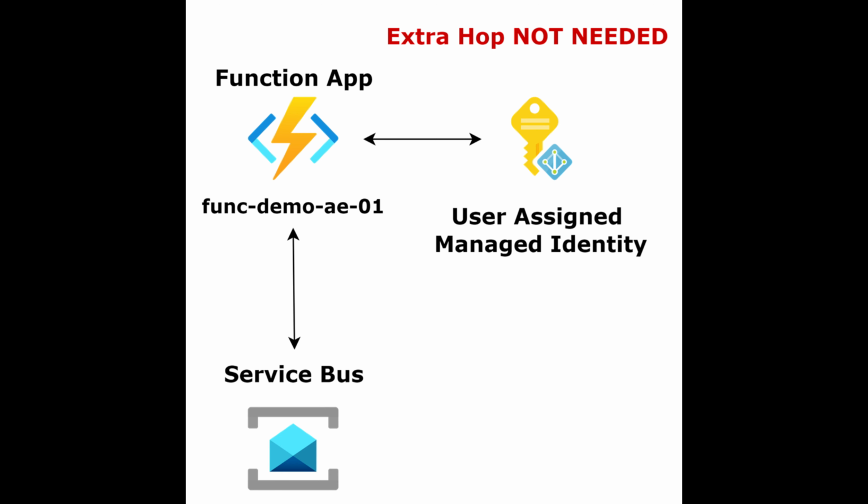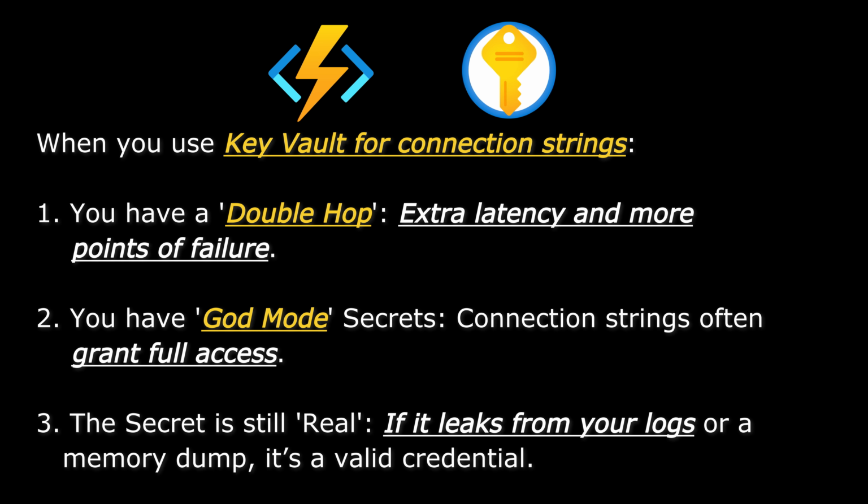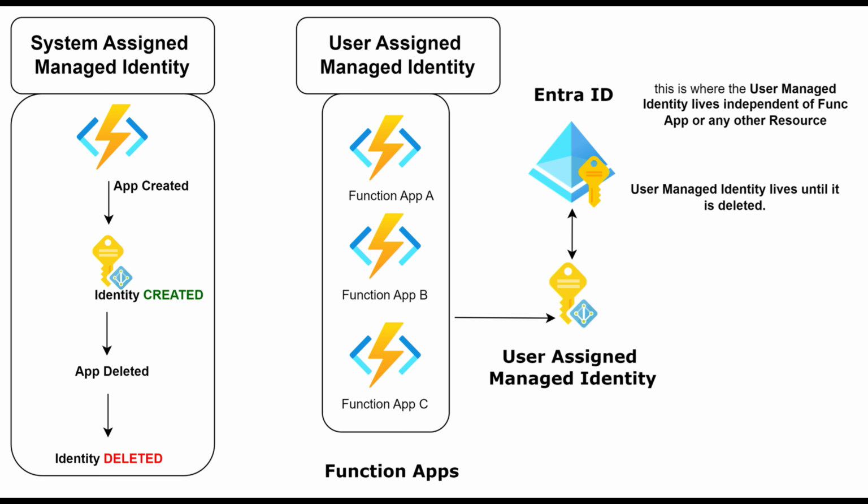When you use Key Vault for connection strings, you have a double hop, extra latency and more points of failure. You have God mode access secrets. Connection strings often grant full access. Identity uses RBAC for fine-grained control. The secret is still real. If it leaks from your logs or a memory dump, it's a valid credential. Managed identity is truly passwordless. There is no string to leak.